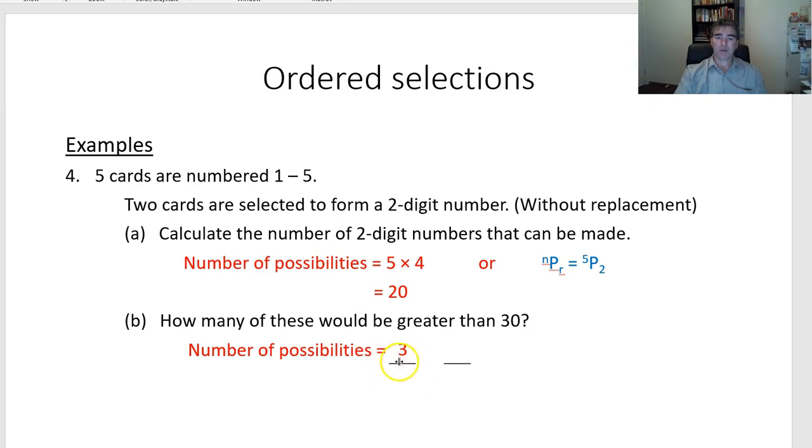Once I've chosen one of those 3, I've still got 4 cards remaining, and I don't care whether they're a 1 or a 2 or a 5. So I've then got 4 possibilities left, multiply those together, and I have 12 different possibilities for a two-digit number being greater than 30 out of those 5 card possibilities.